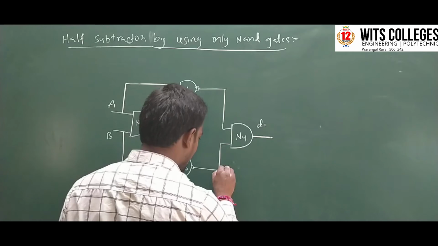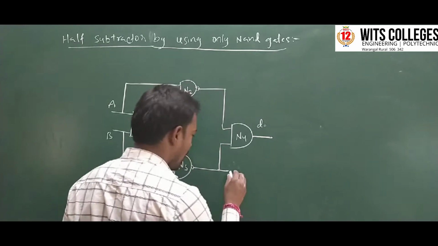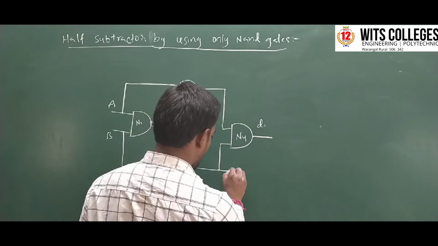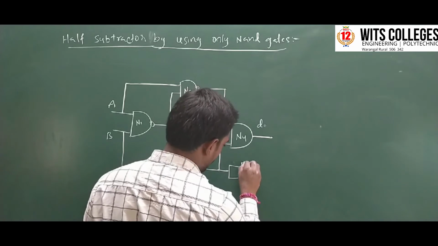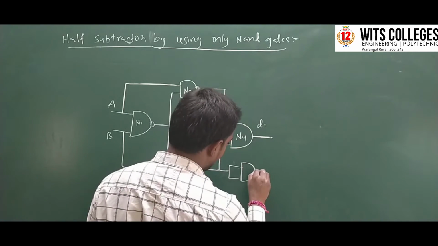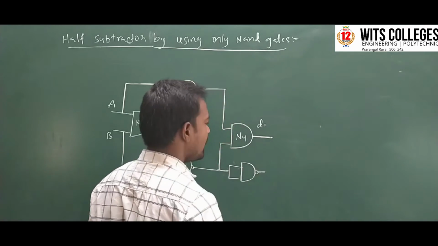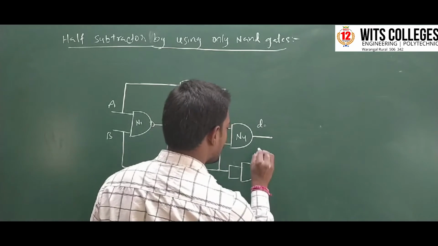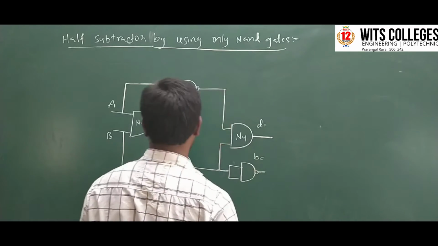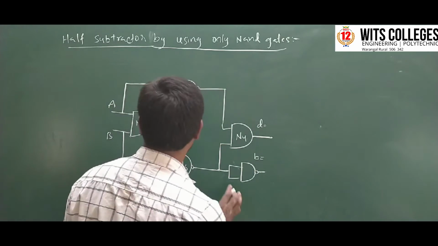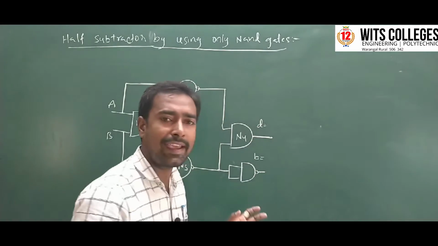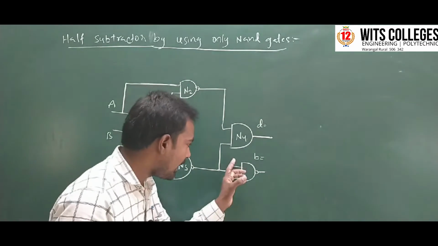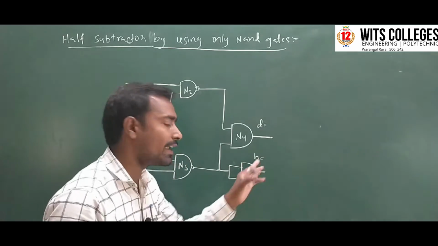And here I am connecting the output of the borrow. For this borrow, here I am using one single input NAND gate, and this will give the borrow output. So we have to get the output expression for D is equal to A exclusive OR B, and borrow output is equal to A bar B.